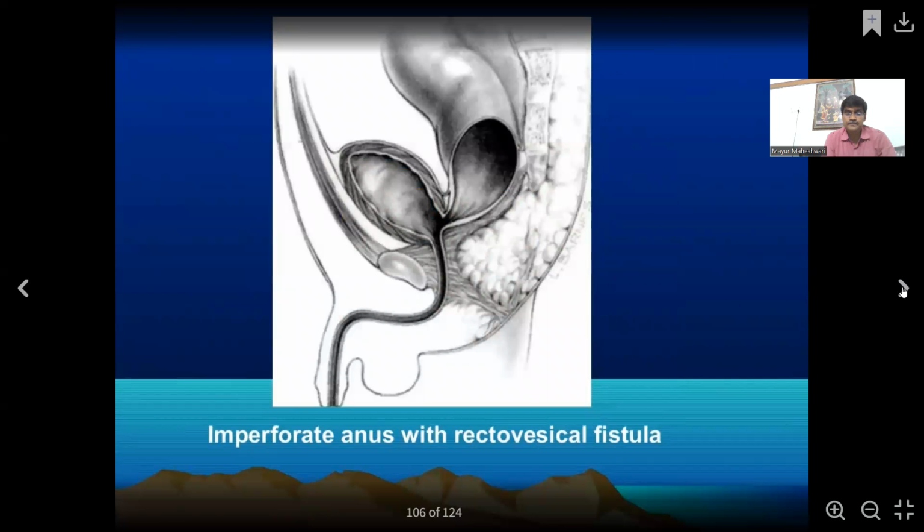anal opening. So this is a schematic representation of an imperforate anus with rectovesical fistula. This is a high variety anorectal malformation where there is a communication of the rectum into the base of the bladder.